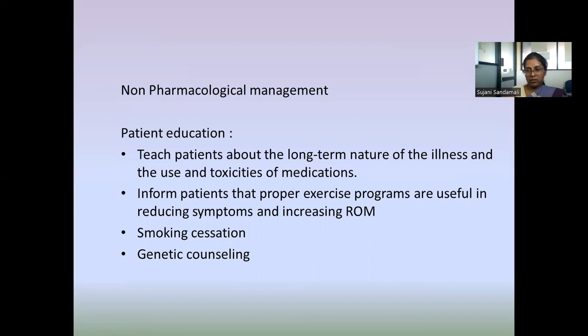Again, there is another set of exercises and the smoking cessation. Since this is an inflammatory arthritis, there is higher risk of getting cardiovascular diseases. The other thing is they have risk of getting pulmonary fibrosis and restriction of the lung, which again can be worsened with smoking. When needed, genetic counseling also is to be done.